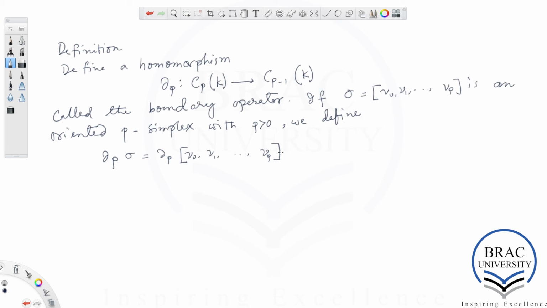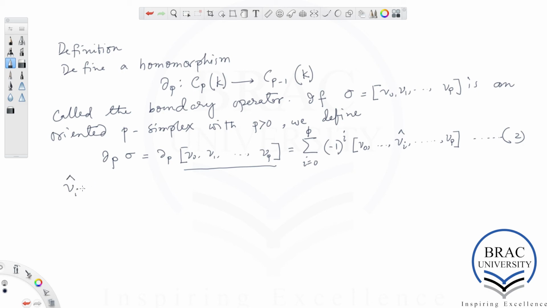Remember the abuse of notation we confessed in the previous segment. We will denote the P chains and the P simplex with the same symbol. So you can interpret this array as the elementary P chain, and del P acting on this elementary P chain is defined as the following sum: the sum over all i of minus 1 raised to i times V0, VI hat, all the way up to VP. We number it by 2.